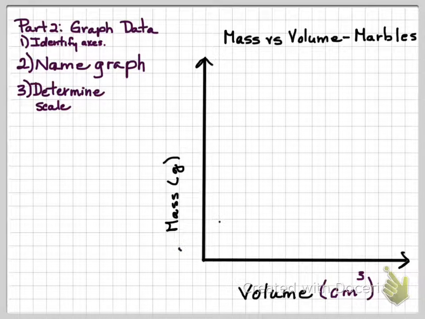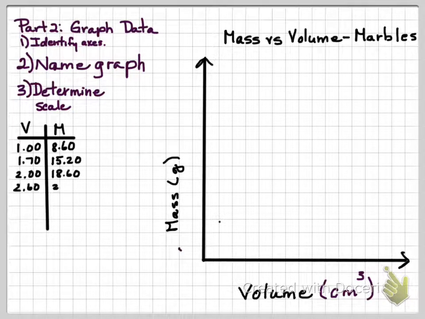The next thing we want to do is determine a scale to use for each one of our axes. Your scale should be large enough to fill the graph without running out of room, but not so small that it doesn't fill the graph. The horizontal and vertical axes can have different scales. They don't have to have the same scale. Designing an appropriate scale is as much an art as it is a science, but there are a few pointers. So let's go back and take a look at our table again to see what our data is.